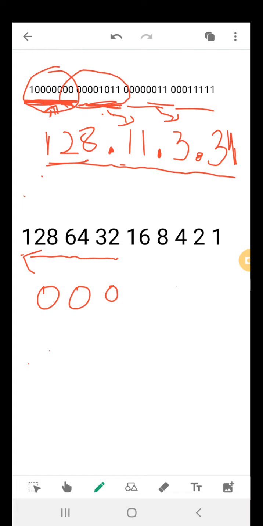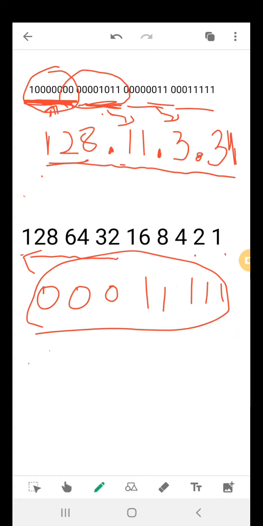So 16 plus 8 becomes 24. Plus 4, it becomes 28. Then plus 2, 30. Then plus 1, 31. So if we make all of these 1, then the result will be 31. So this is the binary representation of the value 31. This is how you need to convert from dotted decimal notation to binary, and from binary to dotted decimal notation.